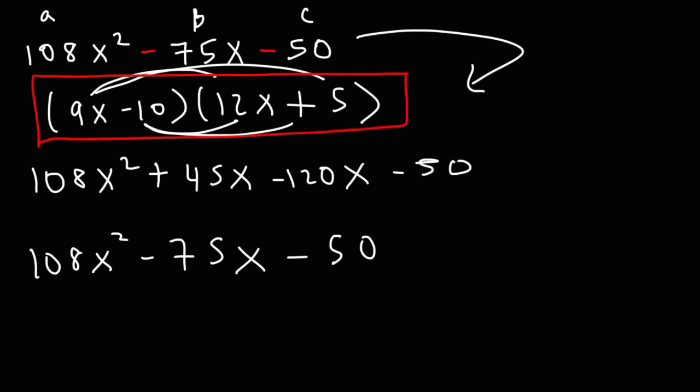So now you know how to factor a difficult trinomial. It's by using the quadratic formula, and then once you have the solutions for x, you want to convert it back into its factored form.